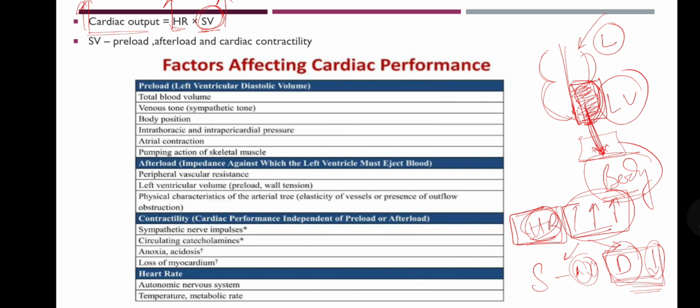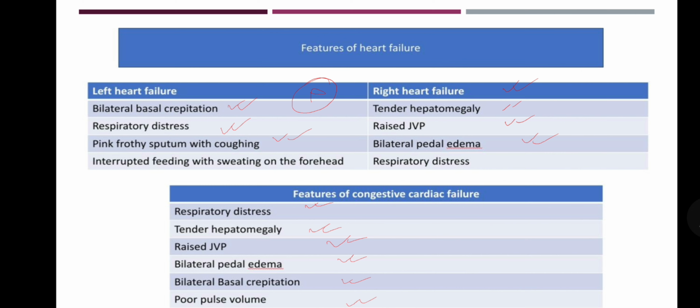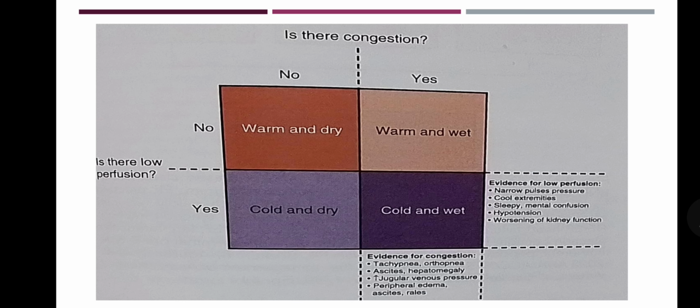As I said, the features of left heart failure are bilateral basal crepitation, respiratory distress, frothy sputum, and intermittent fatigue with sweating of the forehead. In right heart failure, the features are tender hepatomegaly, raised JVP, bilateral pedal edema, and respiratory distress. And congestive cardiac failure, as I said, means both right and left heart failure: respiratory distress, tender hepatomegaly, raised JVP, bilateral pedal edema, basal crepitation, and poor pulse volume. Those are the signs of congestive heart failure.